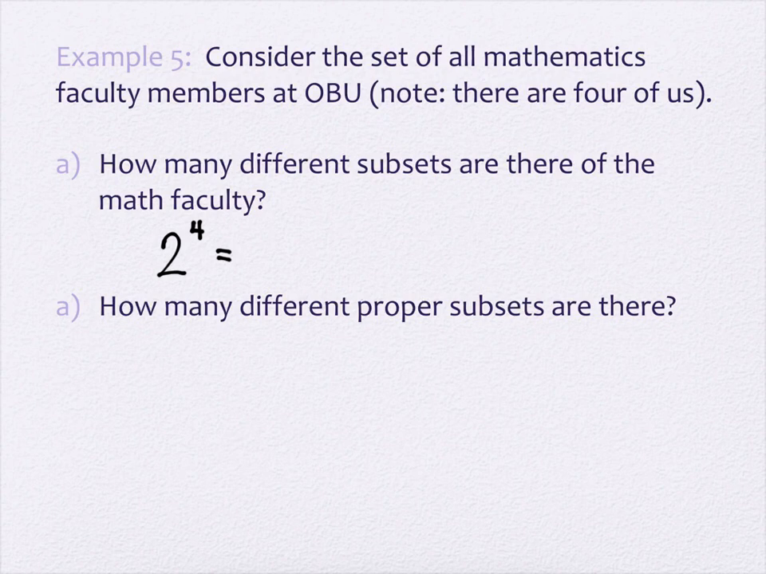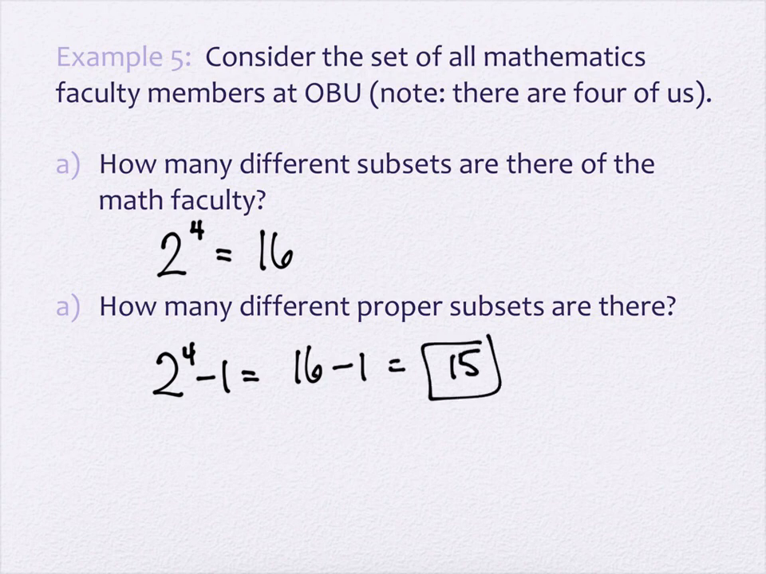Not 2 times 4, but 2 to the power 4. 16, you got it. There are 16 different groupings or subsets of the math faculty, and that's only 4 people, okay? And one of those is going to be the entire group. So if you take that 2 to the 4th and subtract 1, you'd have 16 minus 1. You would have 15 that are proper subsets. In other words, they don't include everyone.